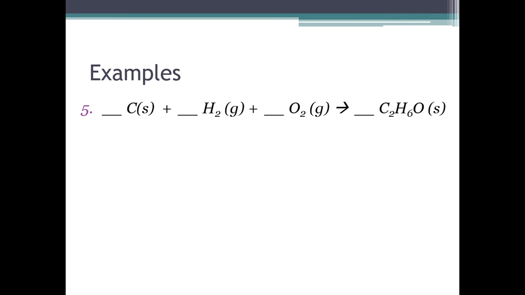All right, last but not least, here comes our 5th example. If you've been paying attention, you might know what it's going to be. All right, so here we've got carbon reacts with hydrogen gas and oxygen gas to produce C2H6O solid.